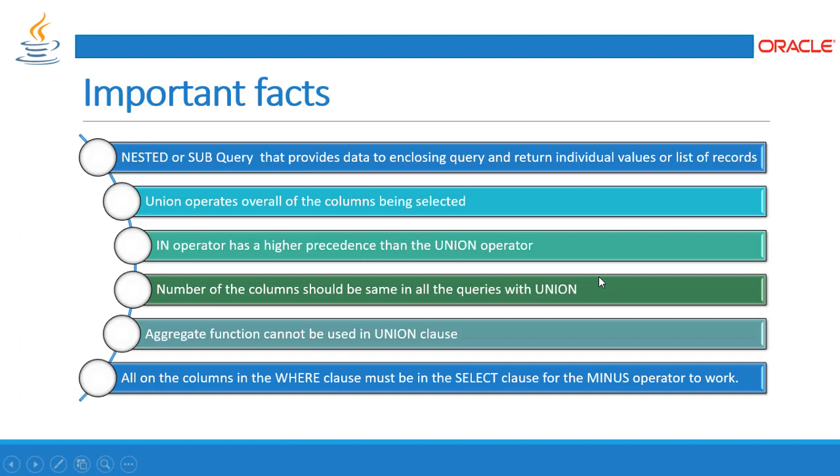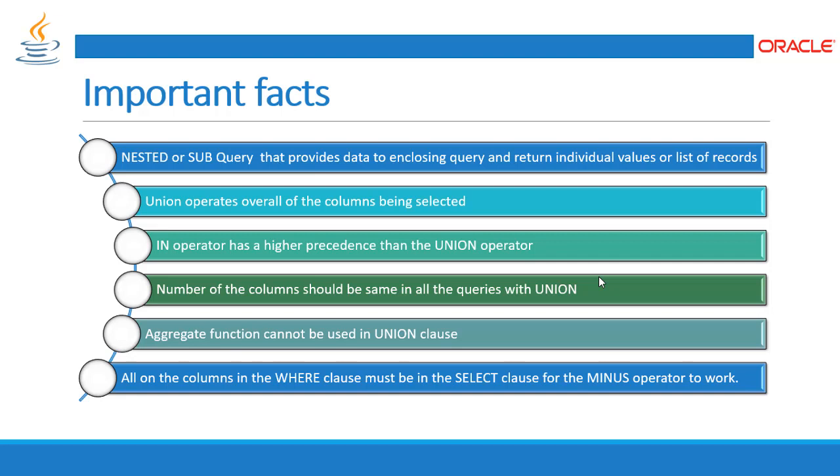So let's discuss some important facts. A nested query or subquery provides data to the including query and returns individual values or a list of records. We have learned about nested queries, which is a SQL query within a query, and returns some individual values or a list of records. We have learned about union operators, which work over all of the columns being selected. The in operator has a higher precedence than the union operator.